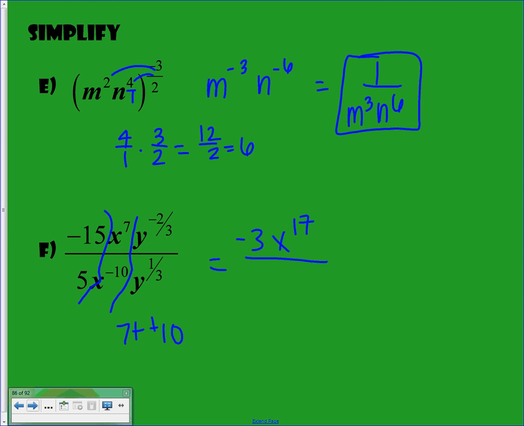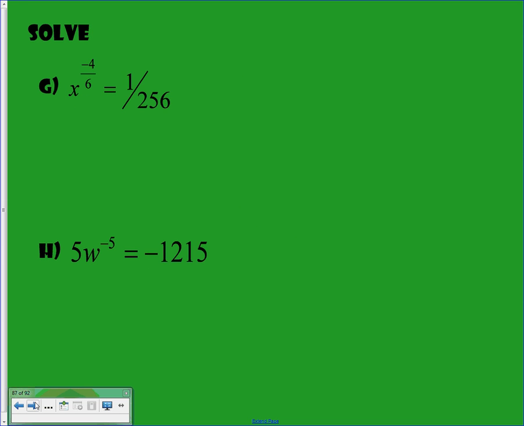Now I've got my y's. I've got negative 2/3 minus 1/3. Well, that's going to give me negative 3/3, which is really negative 1 because it's negative. It's going to go on the bottom as y, or y to the first if you want. Okay, so watch your negatives, get used to working with fractions, just take it nice and slow, and hopefully you'll be all right. Okay, then we're going to get into some solving ones.